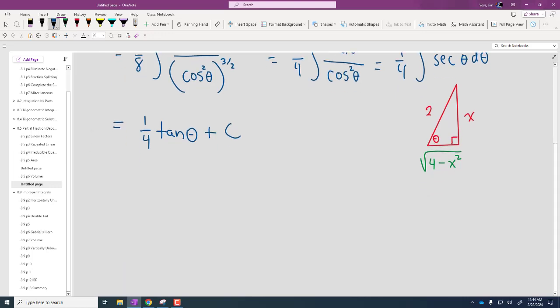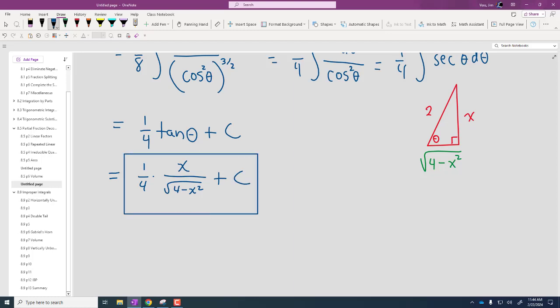Tangent is rise over run. So x divided by square root of 4 minus x squared plus c. Little inverse. Little trig sub.